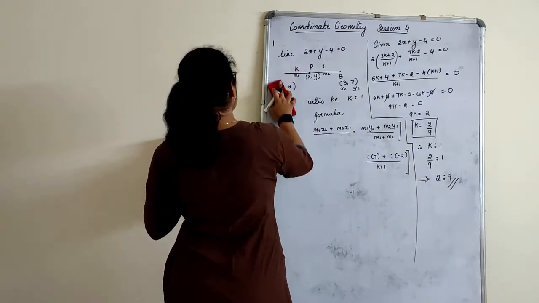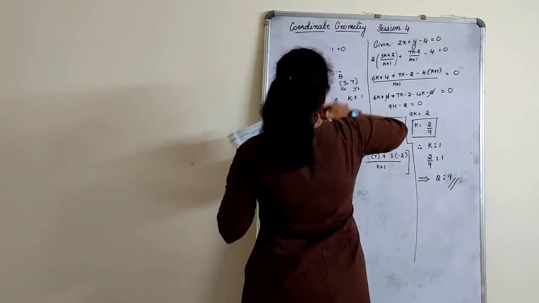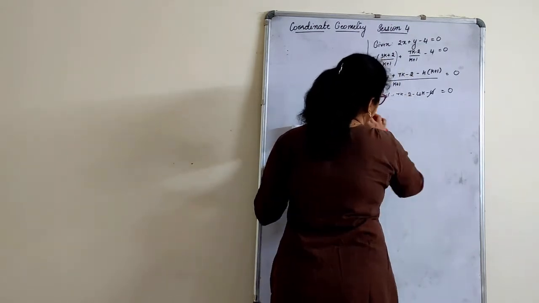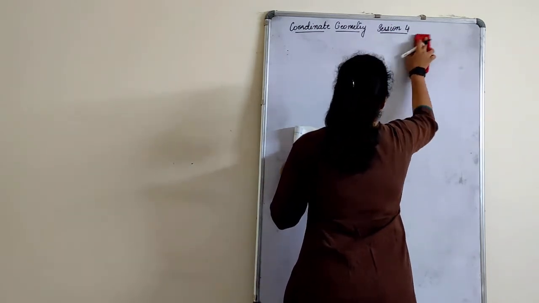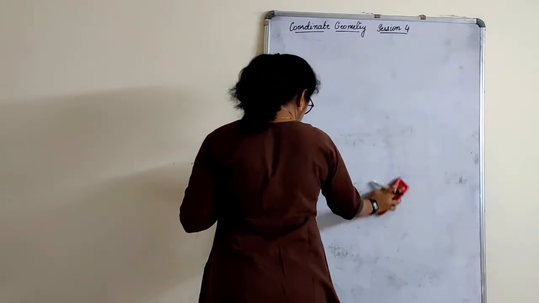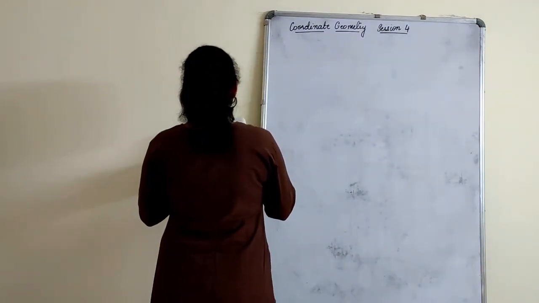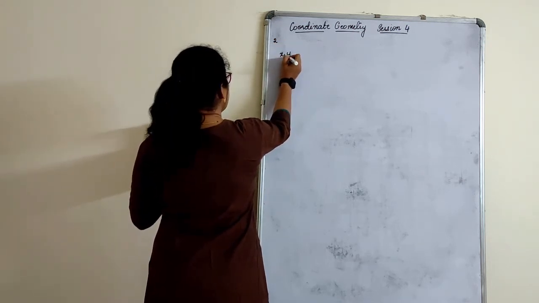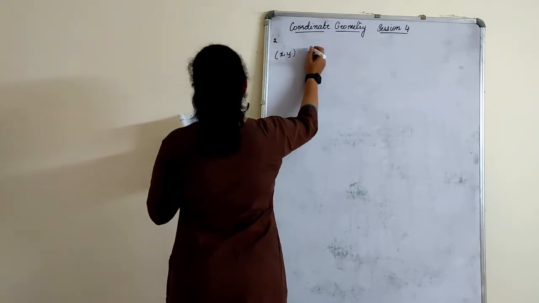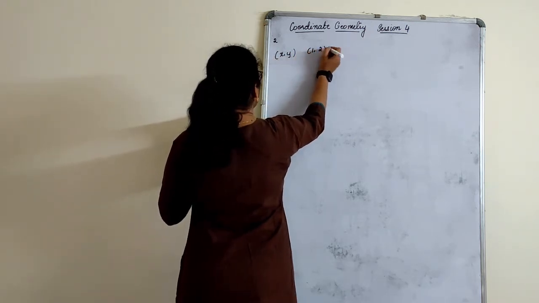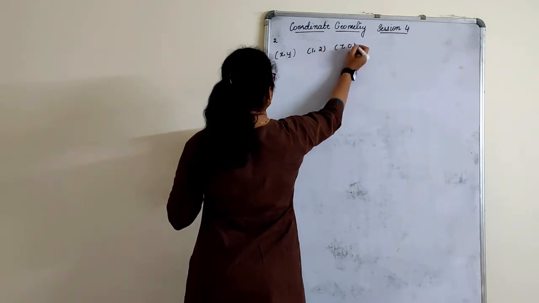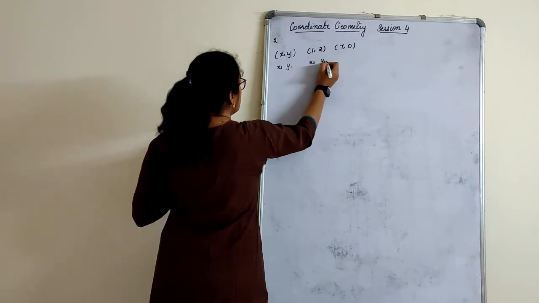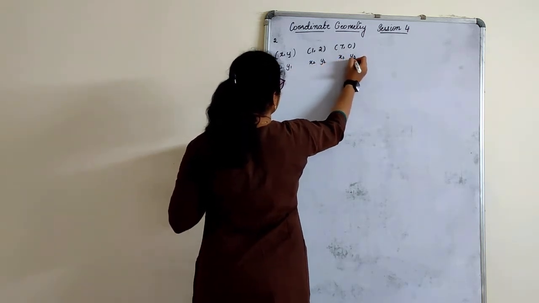Find the relation between x and y if the points are collinear. So we know that if the word collinear is there, that means the area of a triangle is equal to 0. That's what we have to apply here. So what are the points given here? Second one, it is x and y, then it is 1 comma 2, it is 7 comma 0. So this is x1, y1, x2, y2, x3, y3.